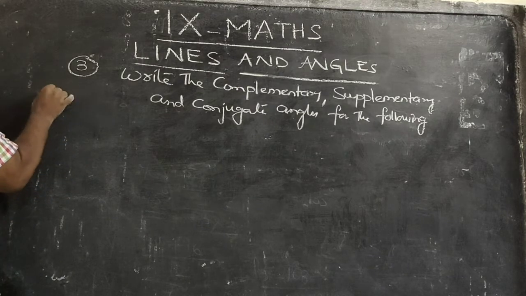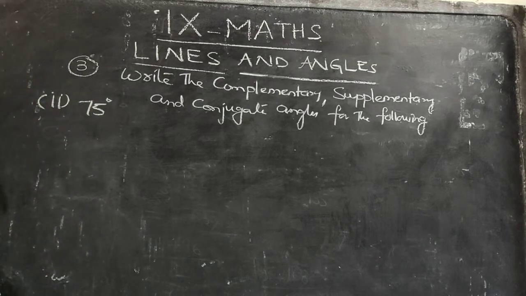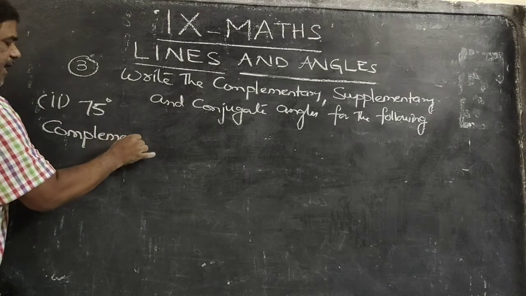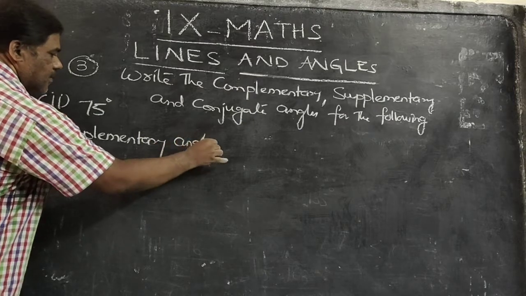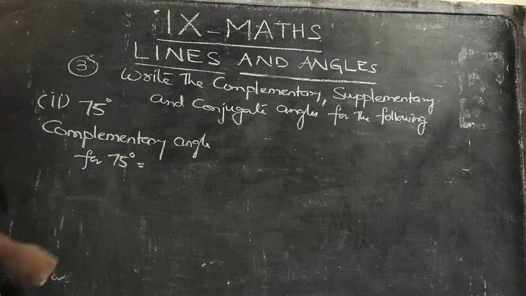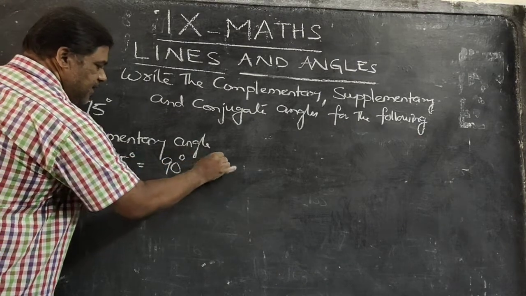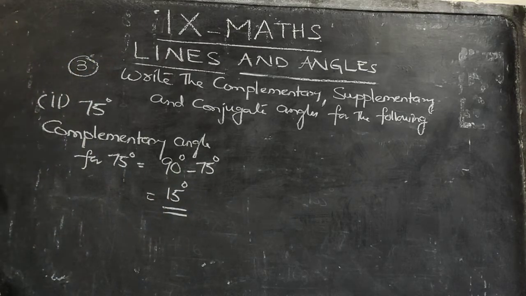Now the second one, 75 degrees. Complementary angle for 75 degrees. Complementary means you have to subtract from 90 degrees. 90 minus 75 degrees. So the complementary angle is 15 degrees.